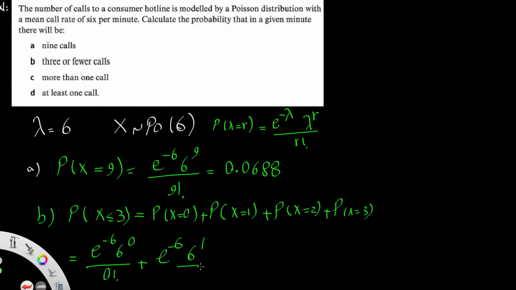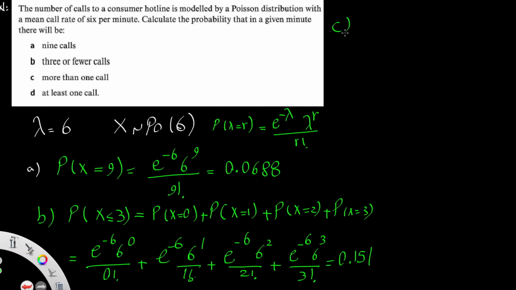Here 6 to the power of 1 over 1 factorial, plus here e to the power of minus 6, 6 to the power of 2 over 2 factorial, plus e to the power of minus 6, 6 to the power of 3 over 3 factorial, which will be 0.15 and 1. Part C, it says more than 1 call, so probability of x greater than 1.